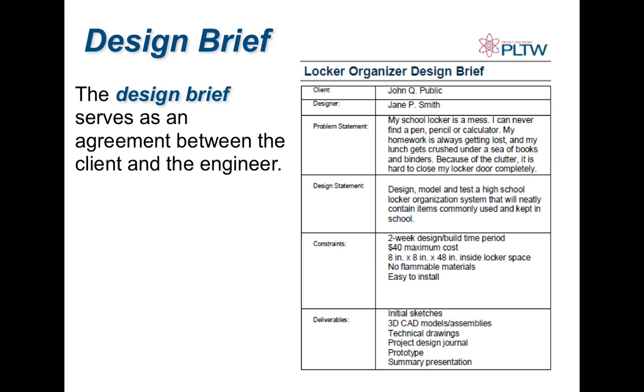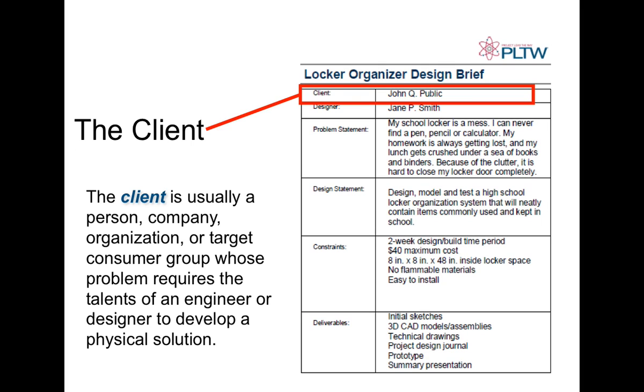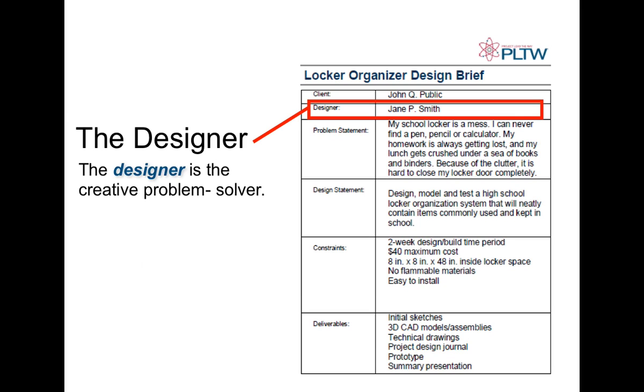But as you can see in the description, it is a document agreement between a client and an engineer. The client is going to be who we are working for, or who we will be designing for. This is very important information for what we will use later to design our product. We have to be very specific to the demands of the client and make sure that we are meeting their expectations. The designer, you and your partner, are the creative problem solvers. You're going to help define how we will solve this problem.